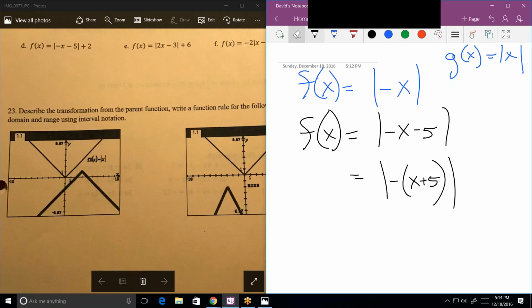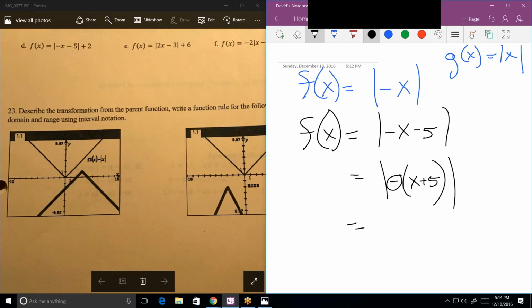Now, what is this? First, start with the reflection. Always start with the reflections first. Always. If you do them out of order, you may not get the right answer. So this would be a reflection over the y-axis, by that negative sign.